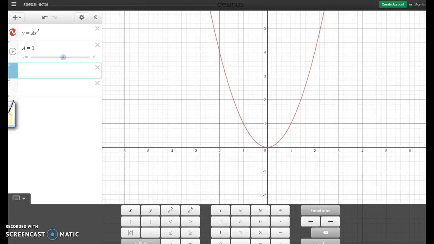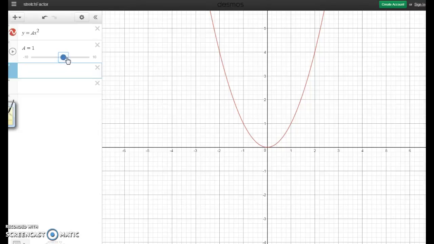All right, on the off chance that you have no idea what you're looking at here, basically this is the parabola of y equals ax squared, and at this moment the a value equals 1. So basically this is the graph of y equals x squared, and the idea is to push this little cursor around over here and see what happens.